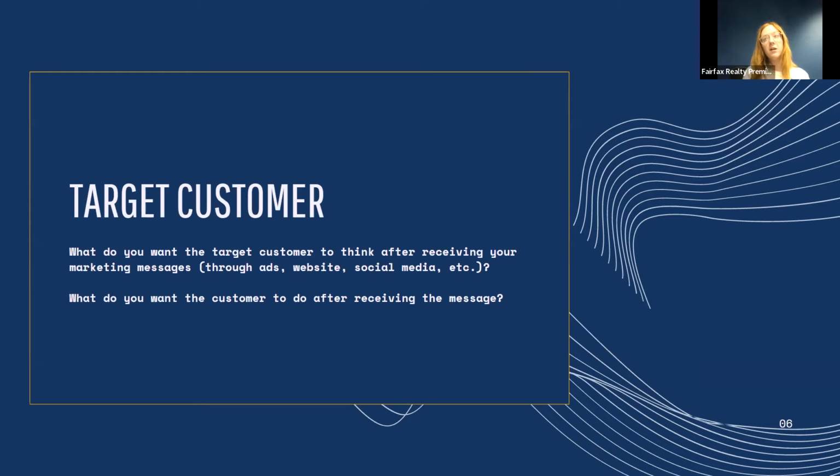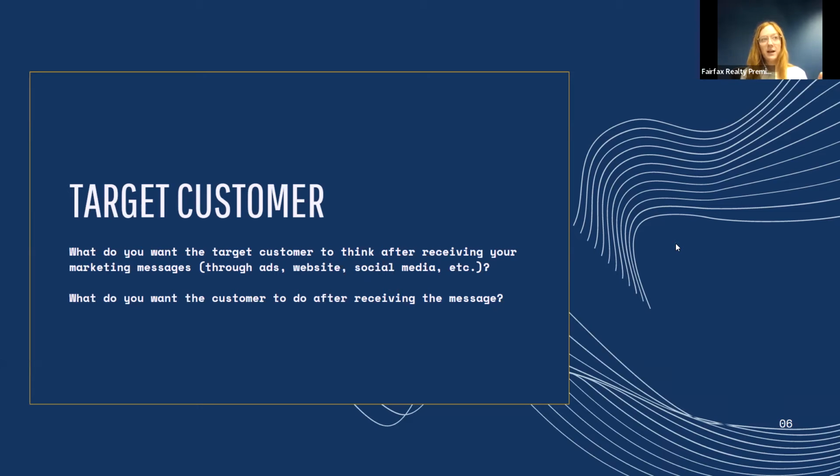Is it going to be a call this number now for a consultation? Is it going to be go to my website and click on this to learn more about how much your mortgage can be? Like, go to our website and use our free mortgage calculator or something like that. What is the action that you want them to do when you are using this advertising?